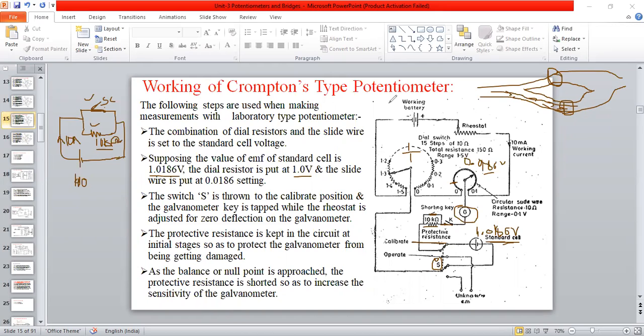through resistance only. When the switch is open, on that condition the current is flowing through a 10 ohm resistance. Yes, 10 ohm resistance.